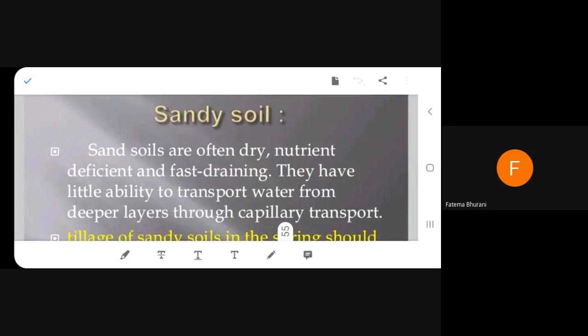So sandy soils are actually dry because they have big particles and they don't have any nutrients. Why? Because there's no humus and they do not retain water, so it is fast draining. That means they don't hold on to the water. The water just drains. So you don't get the capillary transport system as you get in silt or clay soil. You understand? Because there it is holding the water, whereas the sandy soil does not hold water. You agree with me? Yes. Fine.